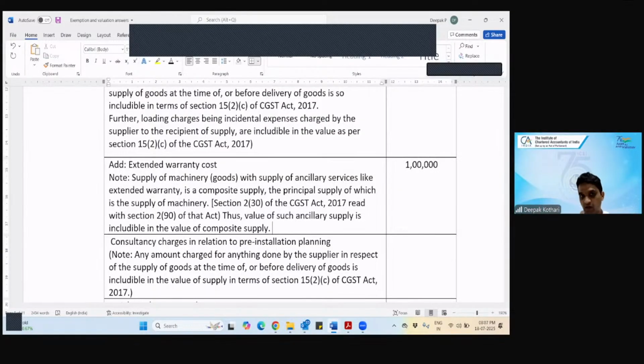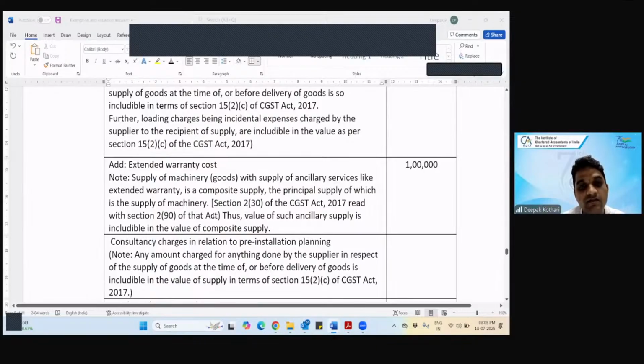So, any extended warranty, when you buy a car, you get a provision for extended warranty. If you're buying it along with the car purchase itself, then that will also be included in the value of the car itself. That is the principle of composite supply. Very important for you from an examination perspective as well.